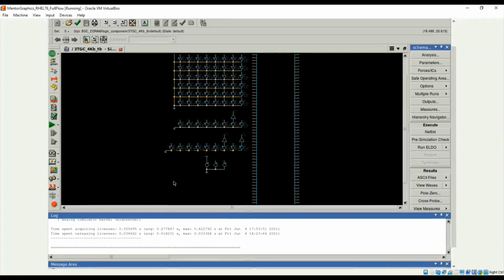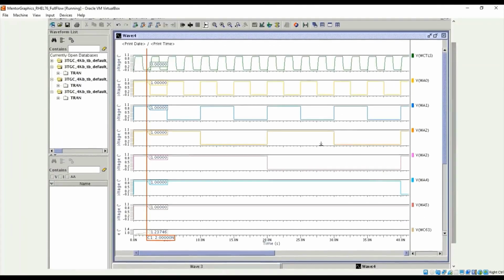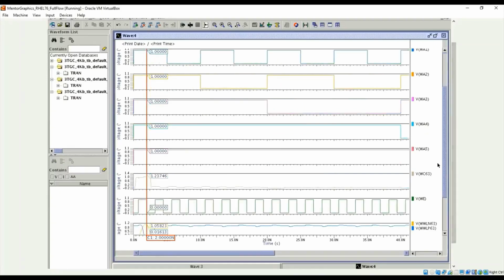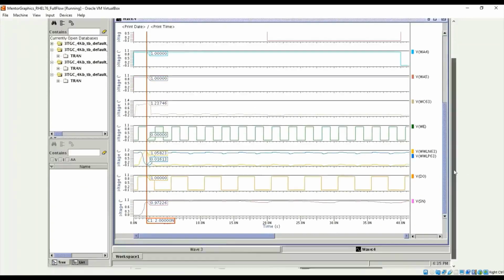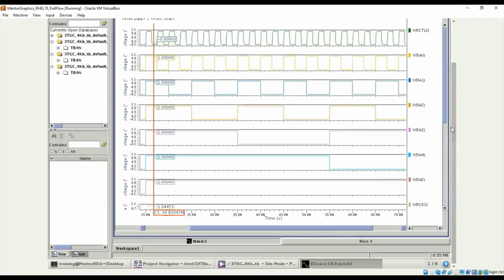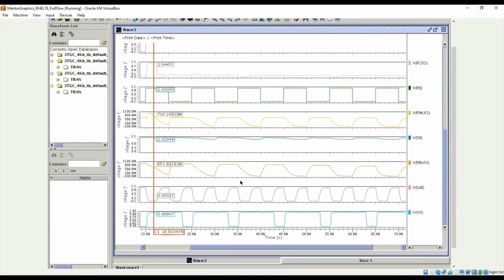After the simulation process is done, we can analyze the performance of the memory cell. We can see the output waveforms for the operations, and this is the output waveform for write operation, where a logic level 1 is stored in the storage node, and this is the output waveform for read operation, and the data stored in the storage node can be successfully read out.